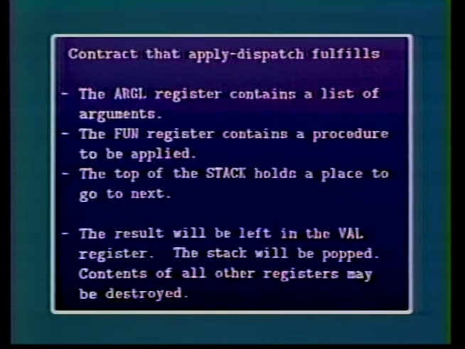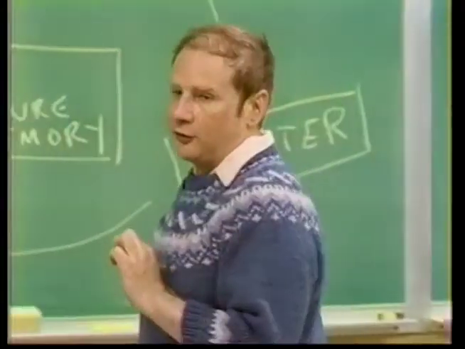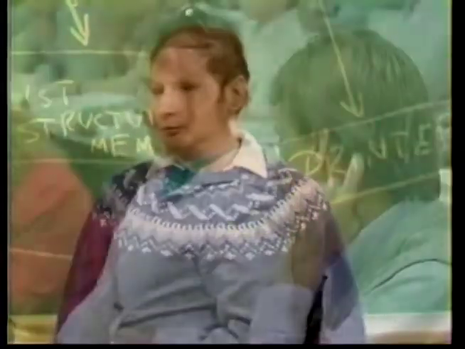Now apply's contract is, given all that, it'll perform the application. The result of that application will end up in val. The stack will be popped. And again, the contents of all the other registers may be destroyed. Right, so that's the basic organization of this machine. Let's break for a little bit and see if there are any questions, and then we'll do a real example.